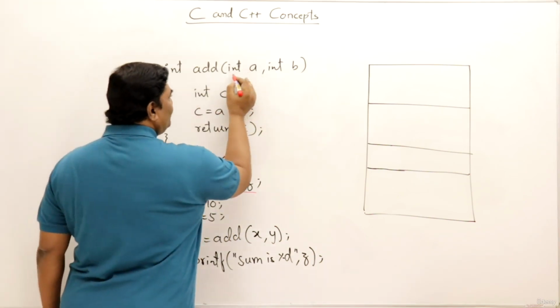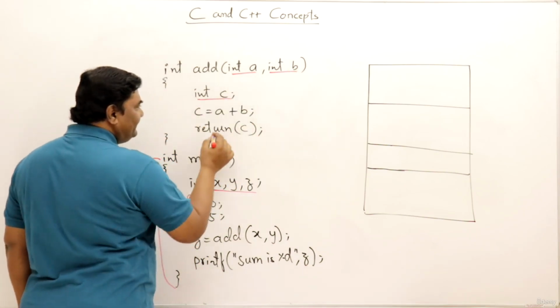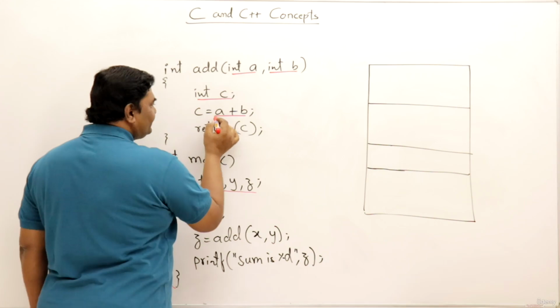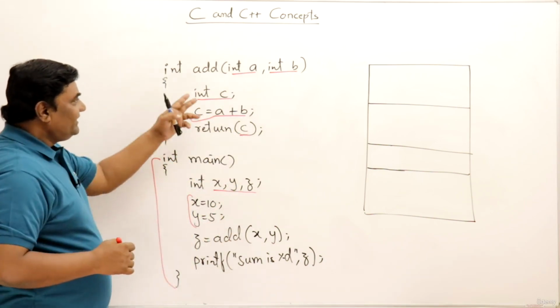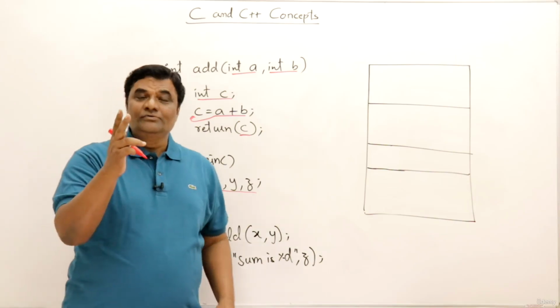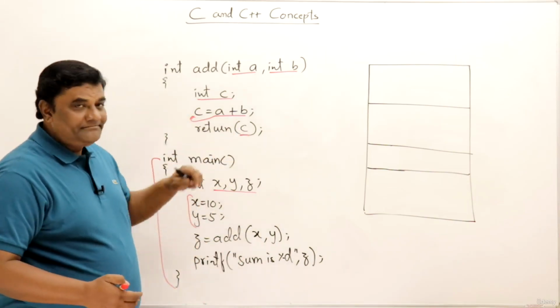See, this function is taking two values a and b, and locally it has its own variable c. It adds these two values, stores the result in c, and returns the result, right? So it will take two values. This function needs two parameters. It will add them and return the result c.